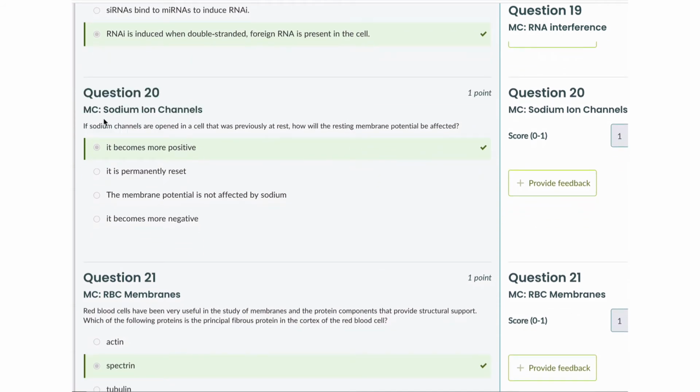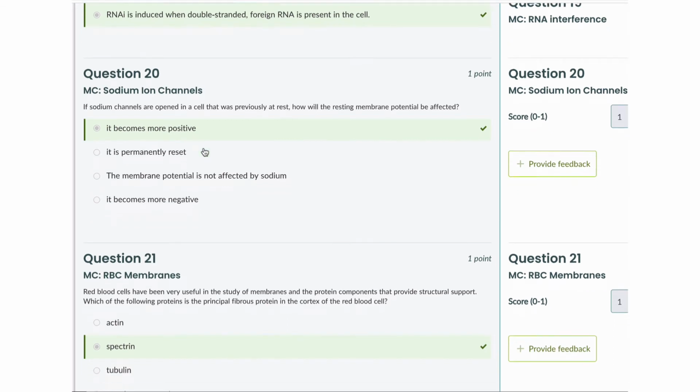Question 20. Multiple choice about sodium ion channels. If sodium ion channels are open in a cell that was previously at rest, how will the resting membrane potential be affected? Well, sodium is in high concentration outside the cell, so it would flow into the cell. Sodium is a positive ion, so the cell resting membrane potential will become more positive. That is, it would depolarize.